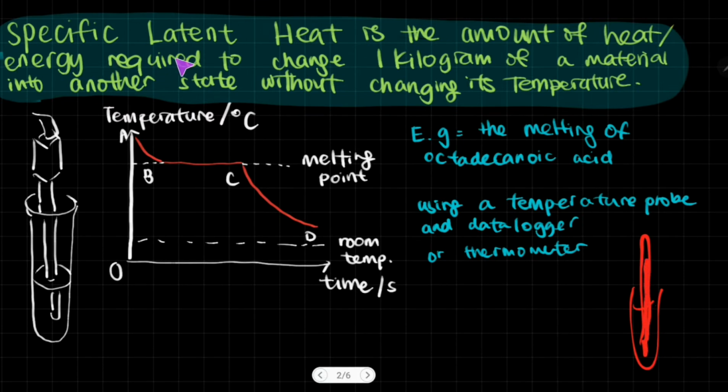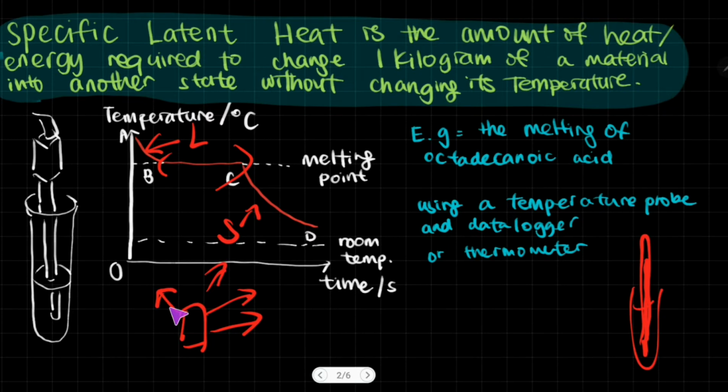So specific latent heat is the amount of heat or energy required to change 1 kilogram of a material into another state without changing its temperature. What's happened right now is that this octadecanoic acid changed from a liquid state into a solid state, and when it was changing, the temperature didn't change. However, it kept on giving out energy. So when you are freezing, you give out energy to the environment. It's an exothermic process. And although it kept giving out energy, and usually when we give out energy we think it's going to go down in temperature, it didn't, and the temperature remained the same. So we're going to talk about why that happens and how that's even possible.